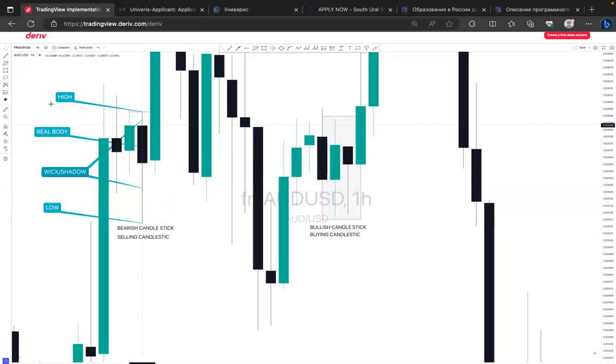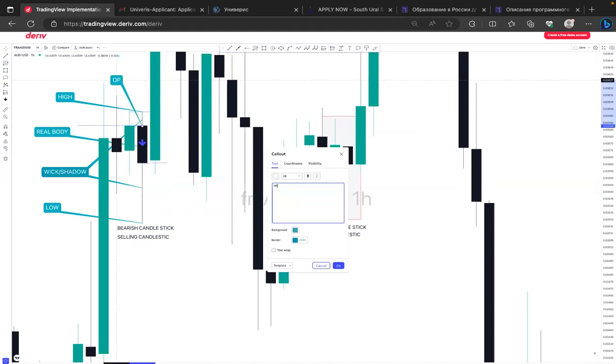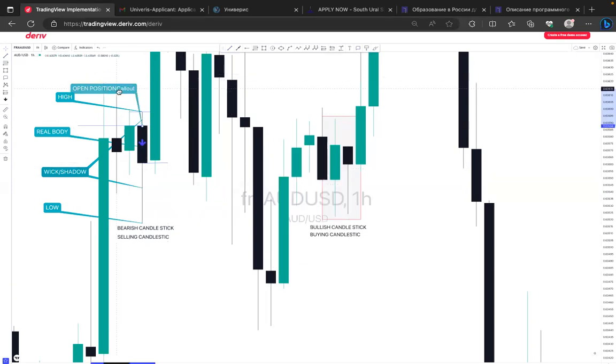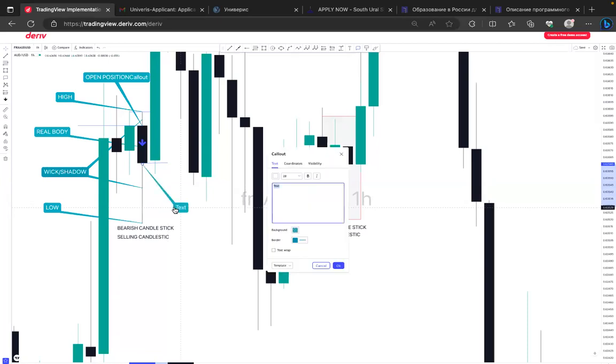So definitely, this particular line is the opening position. This is coming down, and this particular last one is the closing position. You understand now? Since it's coming down, the opening is from up. So let's put open position, and this will be the closing position. So that's that about it.